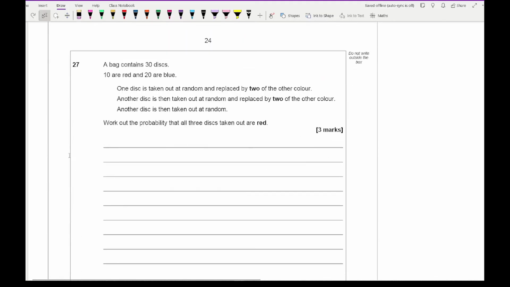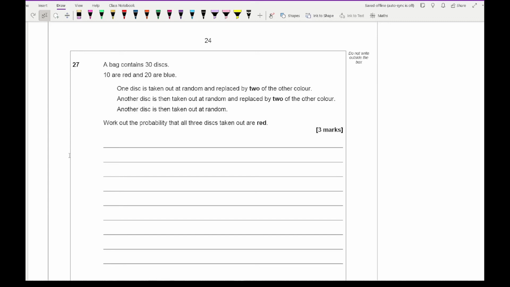For question 27, it says that a bag contains 30 discs, 10 are red, 20 are blue, and it says one disc is taken at random and replaced by 2 other colours. Another disc is taken at random and replaced by 2 of the other colour. Another disc is taken at random, and it says work out the probability that all 3 discs are red.